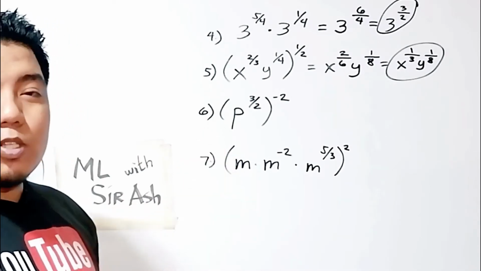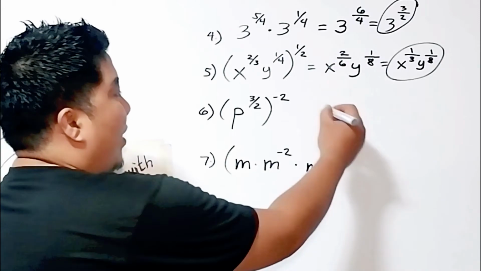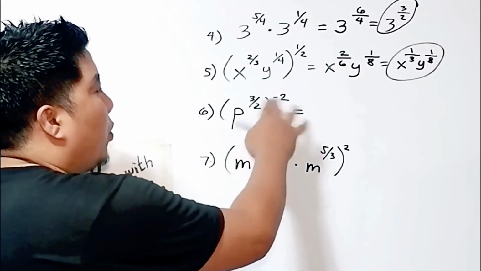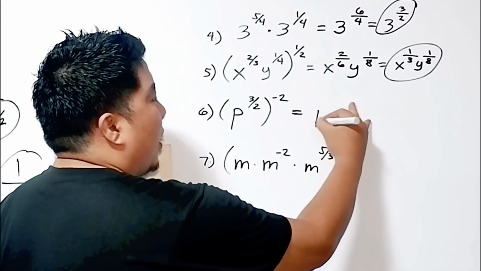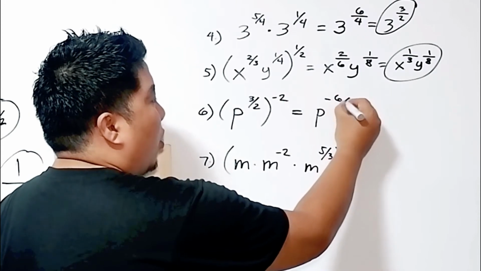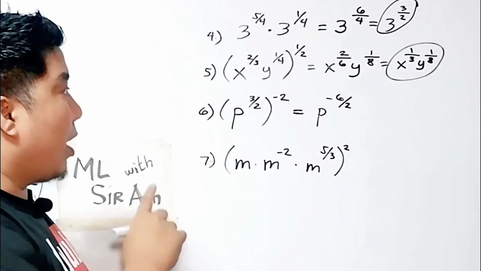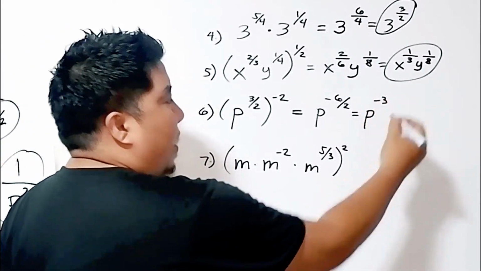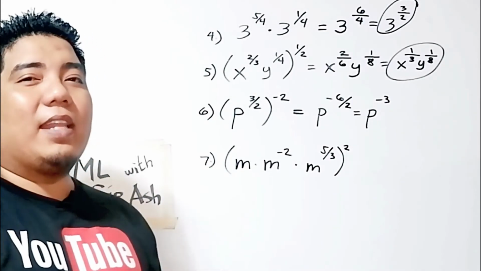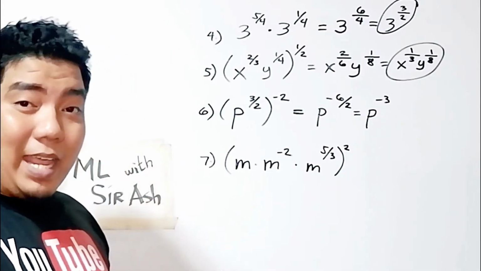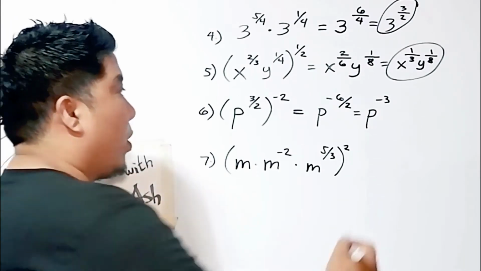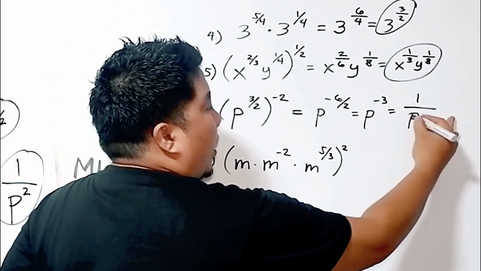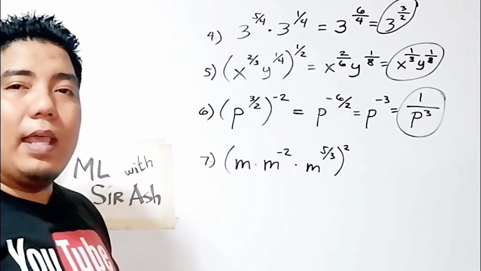Easy, right? Now, let us go to our next example. We have p to the power of 3/2 to the power of negative 2. So, I just applied the power rule. So, this will give me p to the power of negative 6 over 2, because negative 2 times 3 is negative 6. And then negative 6 over 2, I will simplify that one. That will become negative 3. Is this the final answer? Not yet, because our exponent is still negative. So what we can do is we get the reciprocal by applying the negative exponent rule. So this will become 1 over p cubed. And this will be my final answer.